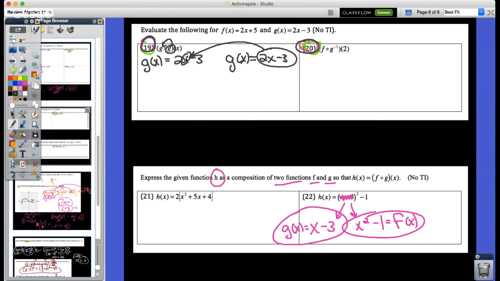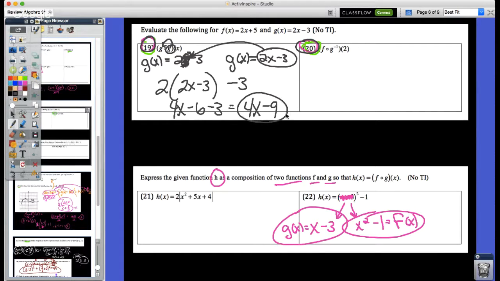Okay, so we're going to plug it in to this other x. So what we have now is 2 times 2x minus 3, and then minus 3 on the outside. Remember, it just goes in for that x. It replaces it. So now we distribute to get 4x minus 6 minus 3. When we simplify, I'm going to get 4x minus 9, and that right there would be my answer. So I would get 4x minus 9 for number 19 there.